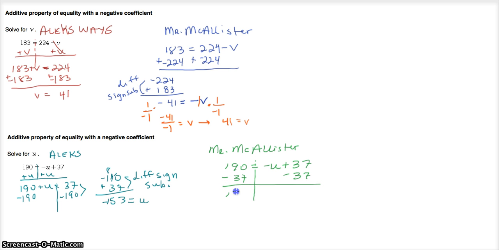And that's going to give us 153 equals negative u. Remember that there is a negative 1 in front of this u. It becomes negative 1. So now we have to multiply by the flip, times 1 over negative 1. And so we will end up with 153 over negative 1 equals u, which means that negative 153 equals u, because 153 divided by negative 1 is negative 153.